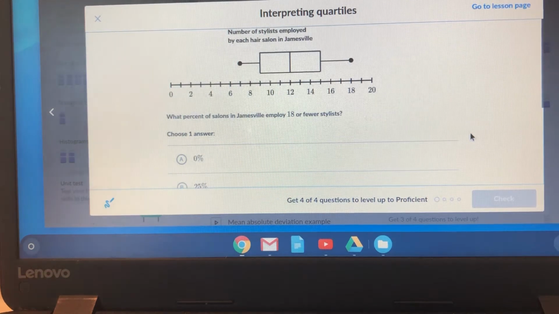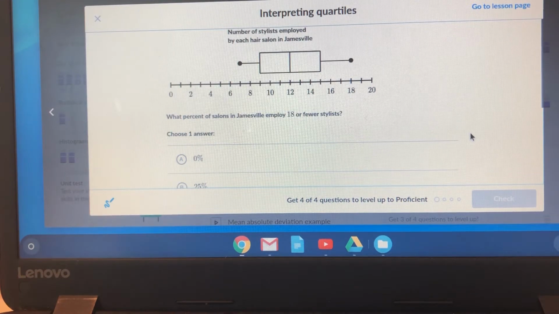Hi there, we are working on interpreting quartiles. So this is the last Khan Academy assignment that we will be doing in class that has to do with box plots. Okay, so we've read them, we've created them, we've learned what the different ways of organizing a quartile is, and now we are going to interpret them.